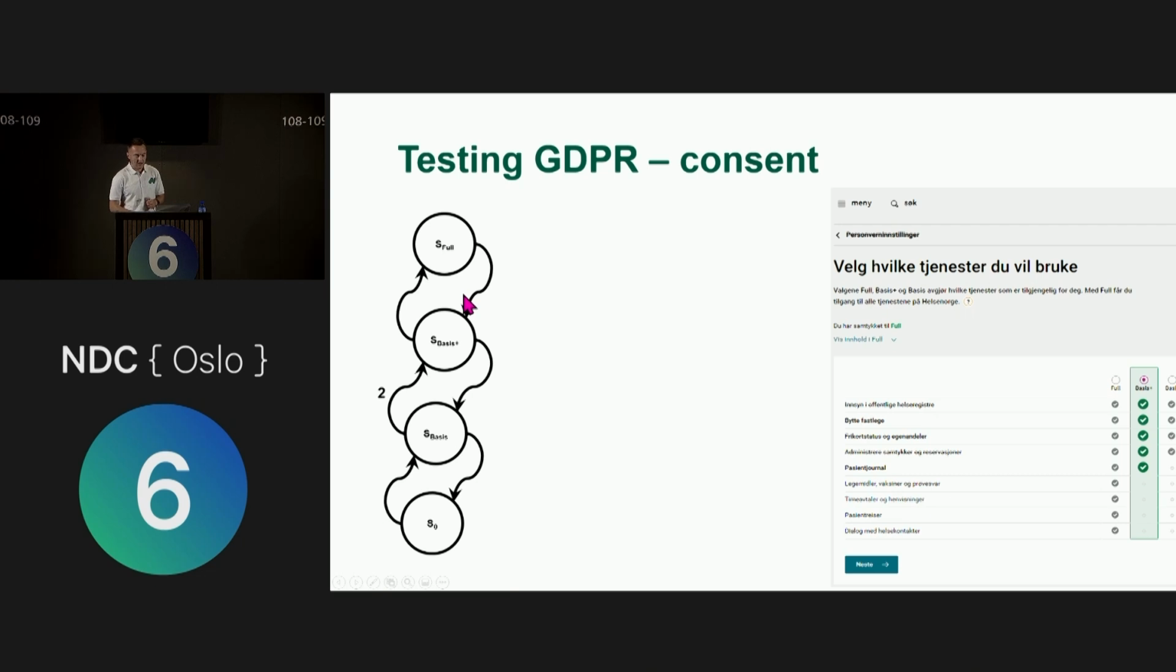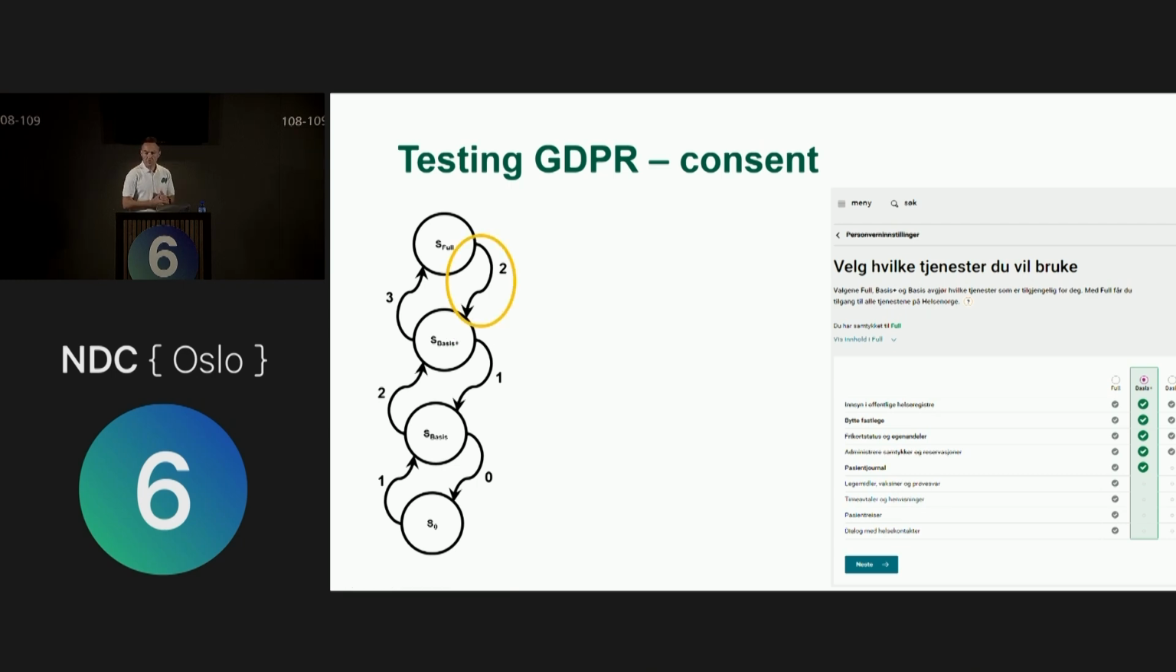So we say a user goes from basis to basis plus when there's a 2. I'll say soon what this number means. And we need numbers for all these arrows, for all these transitions. So when a user has consent level full, and when there's a 2, he goes to S basis plus. Okay.